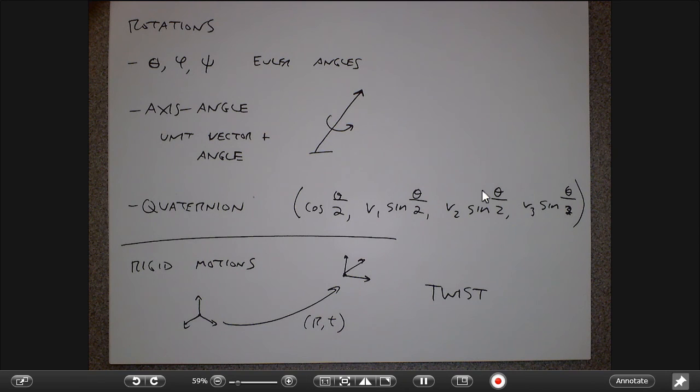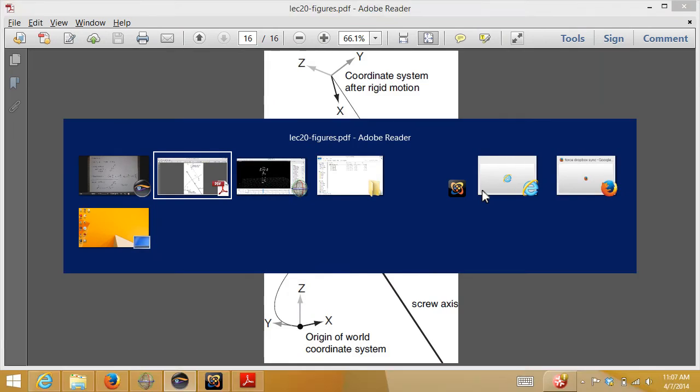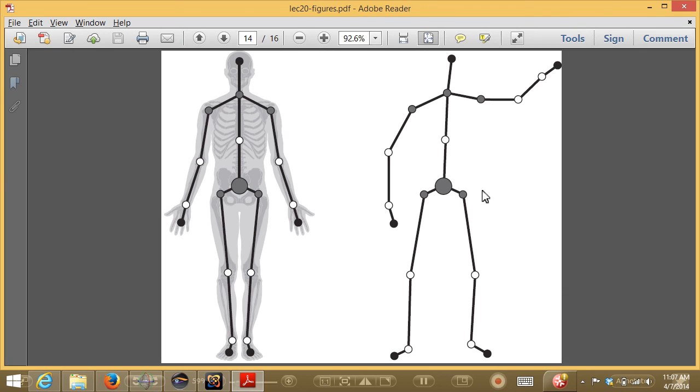Where I want to end up today is that at the end of the day, what we have is a kinematic model. The kinematic model is made up of this picture that looks like the guy with the skeleton, and to fully specify where the skeleton is, all I need to do is tell you the bone lengths and the angles that represent the joints. The angles are usually represented as quaternions or twists to make my computations easier.